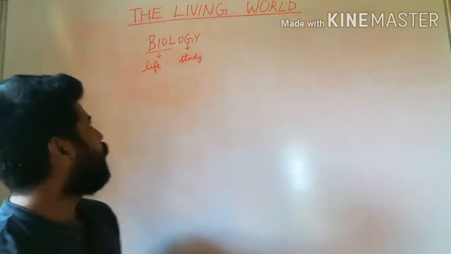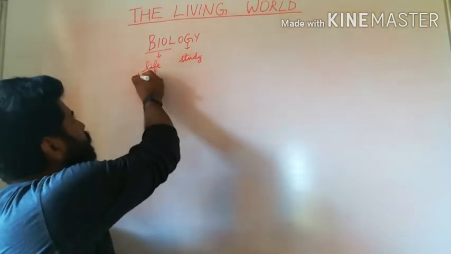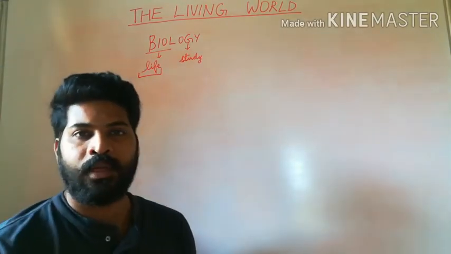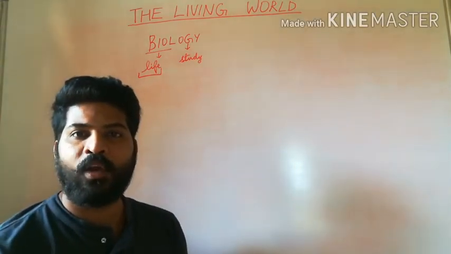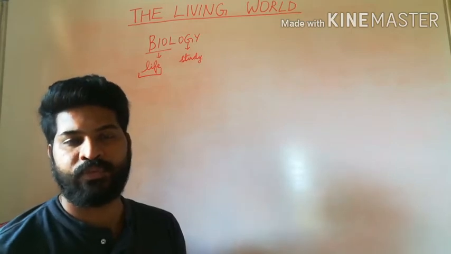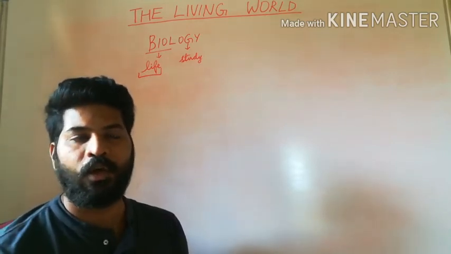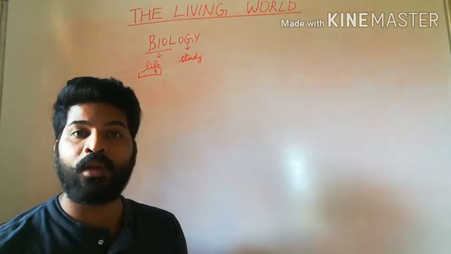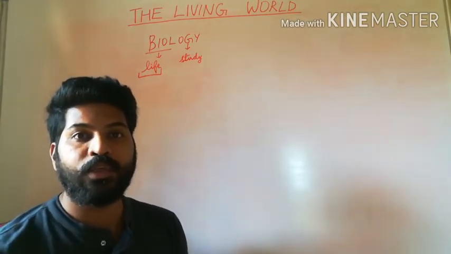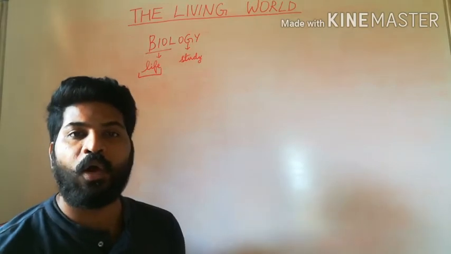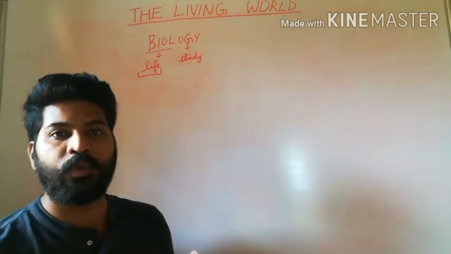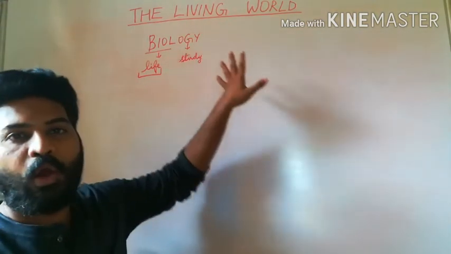Now let us start with describing life. In short, we can say that biology is the story of life on earth, or biology is the story of how life formed on earth, meaning evolution of different organisms on earth. All these things put together we study in biology.